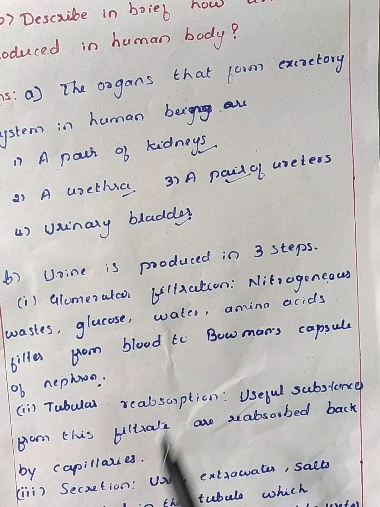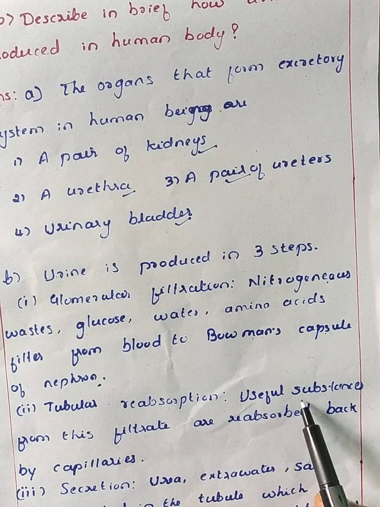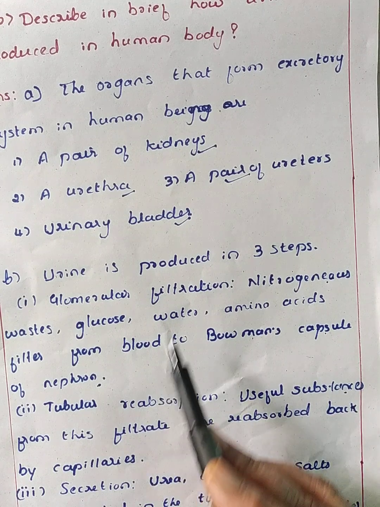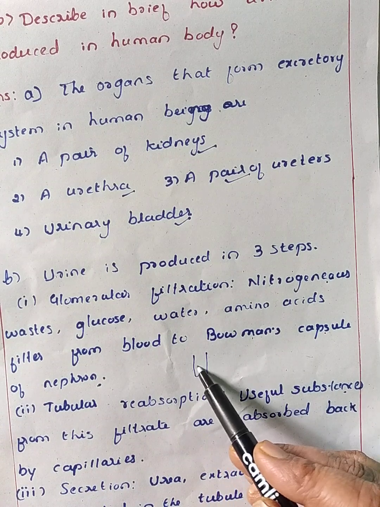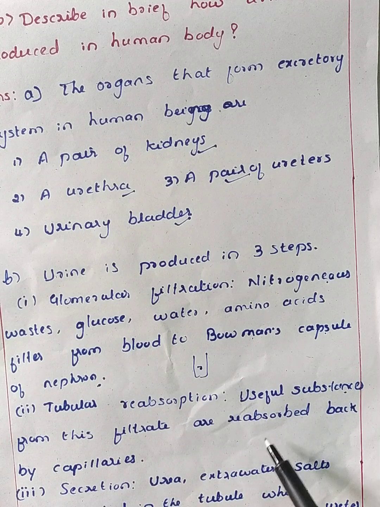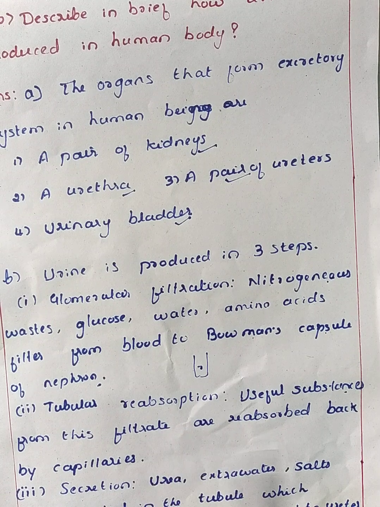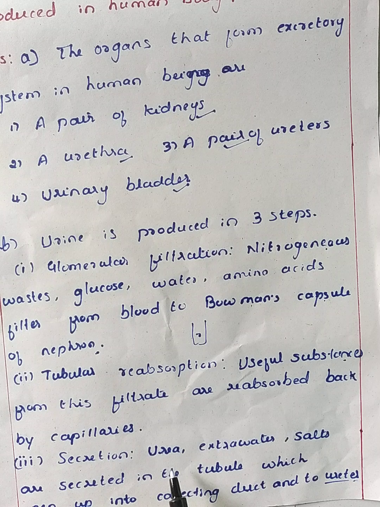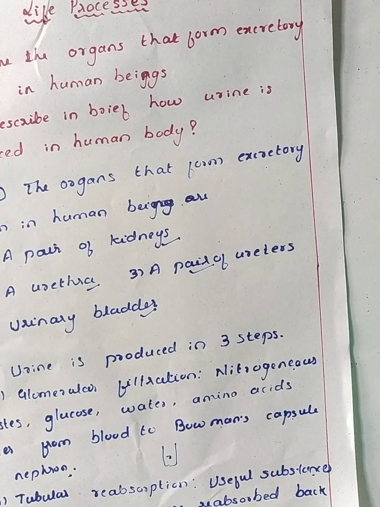After filtration, what happens? Reabsorption takes place. Tubular reabsorption: useful substances from this filtrate. In the filtration, the filtrate is stored in the Bowman's capsule, and the useful substances are reabsorbed back by the capillaries. And then secretion. Urea, extra water and salts are secreted in the tubule, which opens into the collecting duct and then to the ureter.